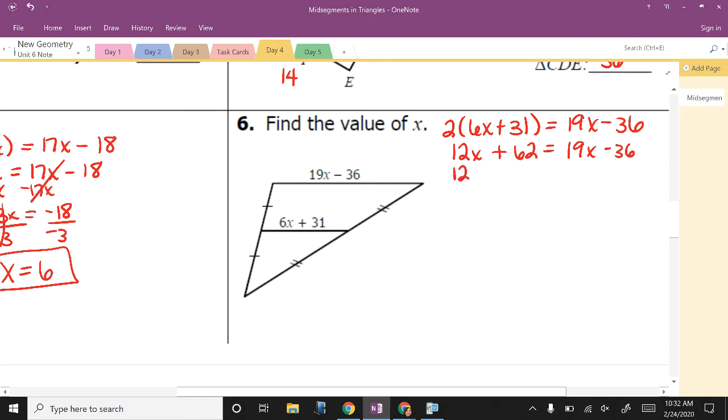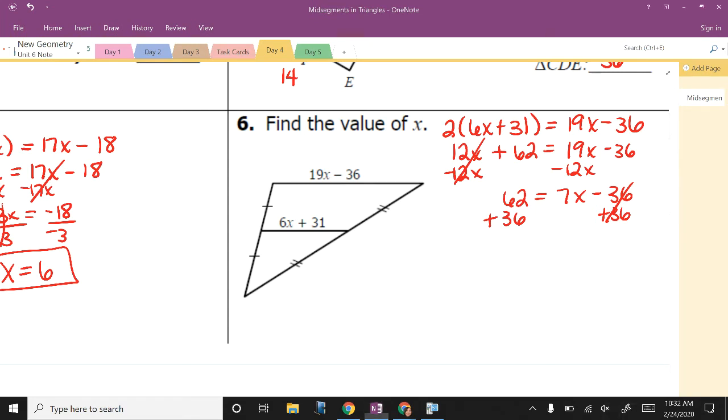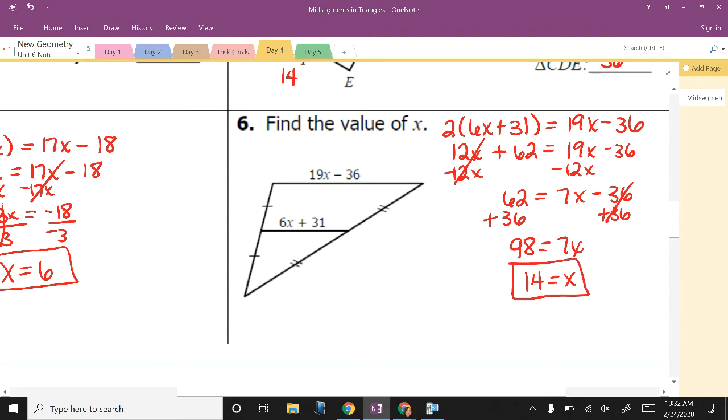Okay, I'm going to subtract 12x to get my x's together. So 62 equals 7x minus 36. Then I add 36 on both sides. What's 62 plus 36? 98 equals 7x. Divide by 7, and what do we get? Exactly 14. And again, that one just asked for x, so I'm done. Not terrible, is it? Actually, it's pretty easy. We've done a lot harder stuff than that, right?